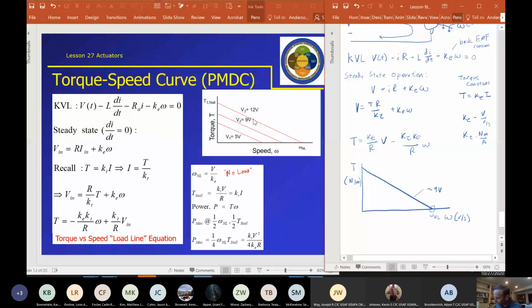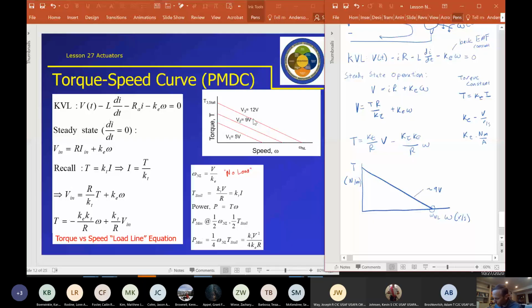This point is the stall torque. That means the torque at which the motor will stop spinning. That's the maximum torque you could get. Again, if you needed more torque, you could increase the voltage and get more torque.